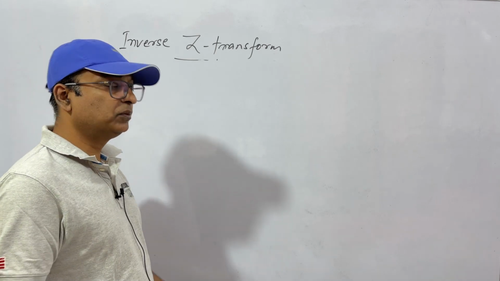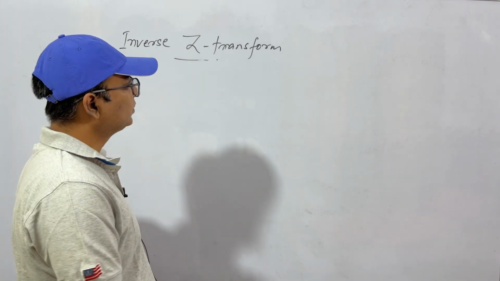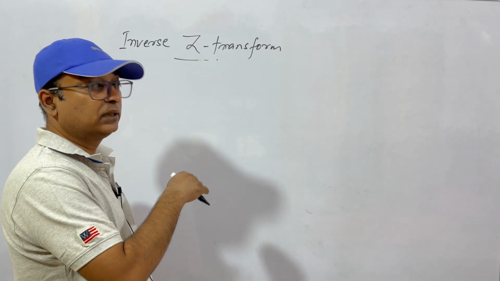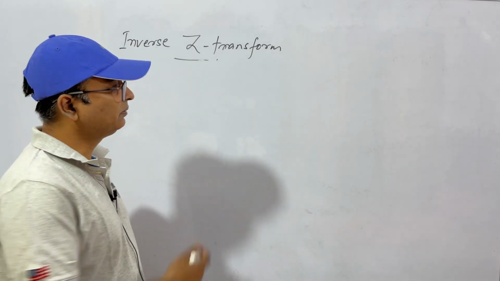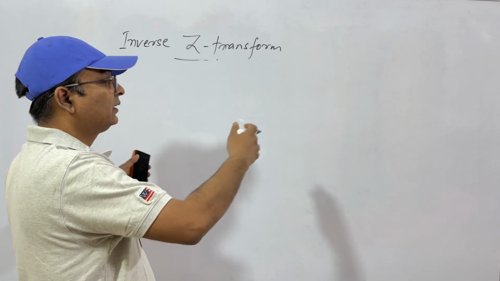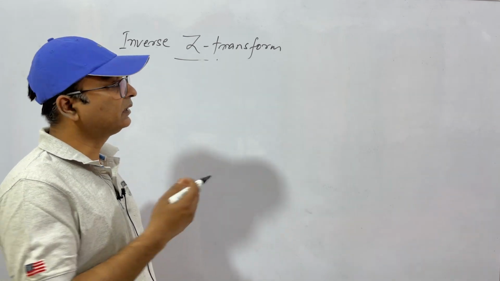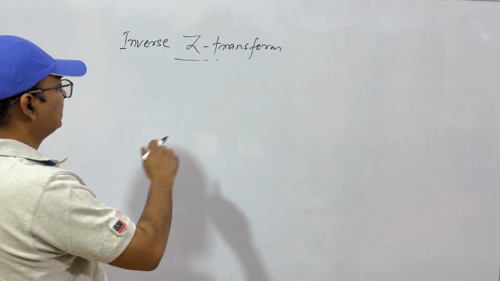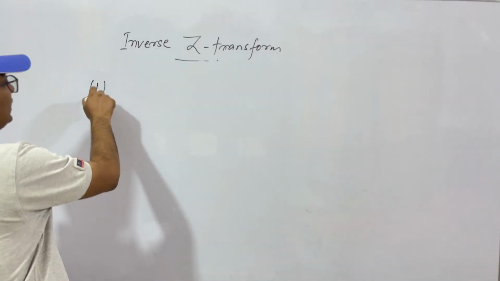You must have studied Laplace transform by now. So you have seen that by using partial fraction method, we get inverse Laplace transform. Similarly, here also we segregate functions by partial fraction method and get the inverse Z transform. Then there is a residue method also. So let's see all of them one by one.